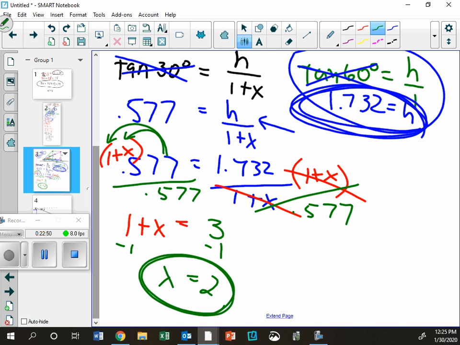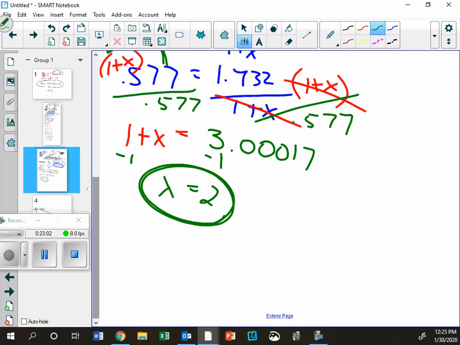You would not round it to a whole number. I rounded this. This was 3.00017 or something like that. I rounded that to 3. So I did a teeny bit of rounding, but okay.